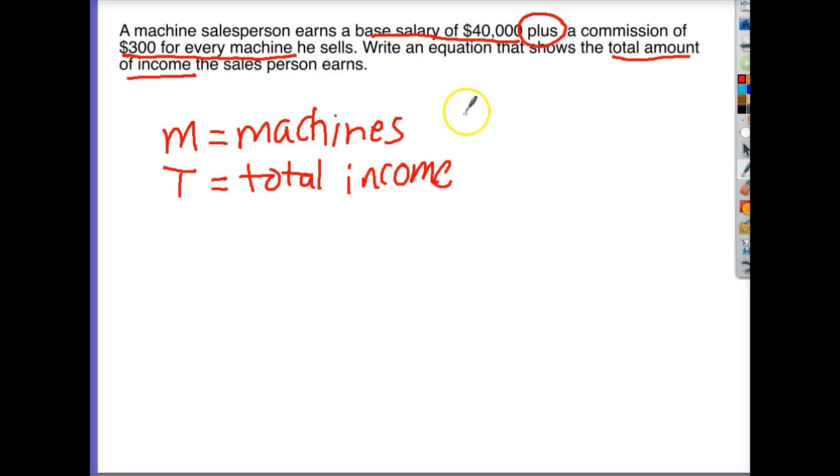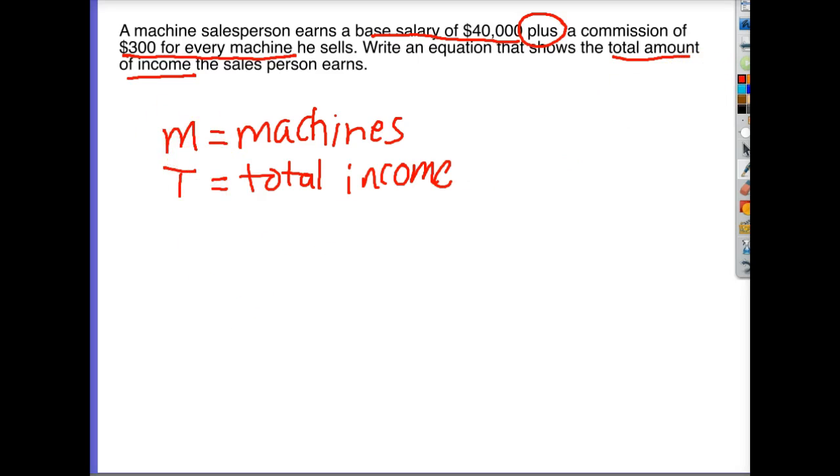So how did I pick those out? Well, those are the things that are going to be changing. I've got a base salary. That's standard. That stays. I've got a commission of 300. Does 300 change? No. What does change? Well, the amount of machines that he sells. That's a variable. Vary means it's changing. So the amount of machines is changing. And when the amount of machines he sells changes, that changes the total amount of income. So those are my two variables. Those are the two things that are changing.